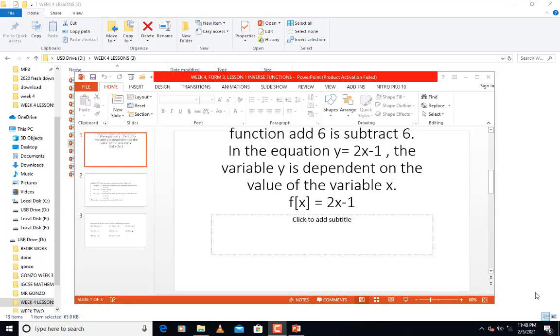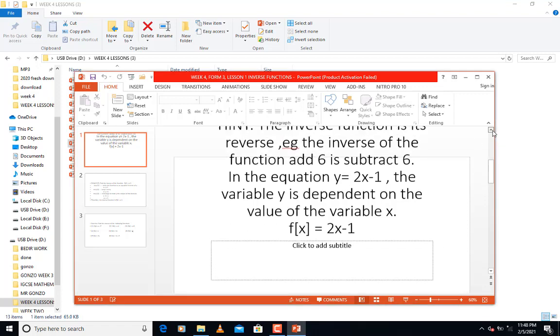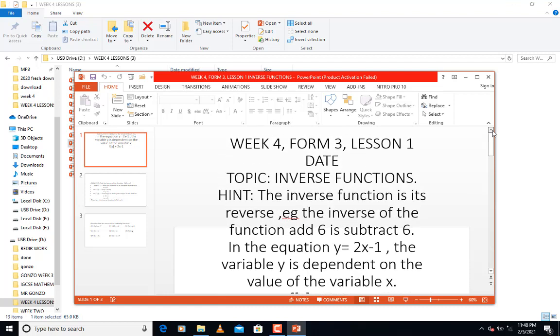Good morning. Now let's look at the new topic. The new topic is about the inverse functions. Now there is a hint which I have here. The hint is the inverse function is its reverse.